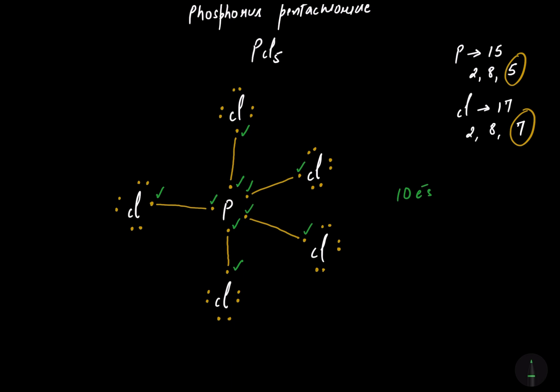Why is phosphorus doing so? Because phosphorus is available with vacant d orbitals in its third shell. So now let's understand this topic in hybridization. There I will give you the reason why phosphorus is expanding its octet.